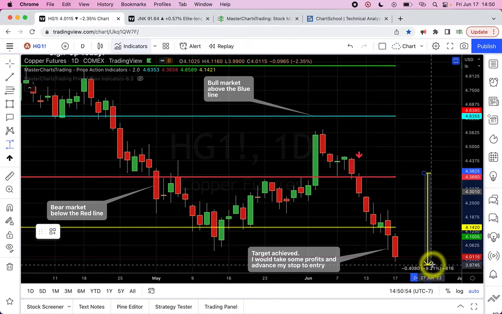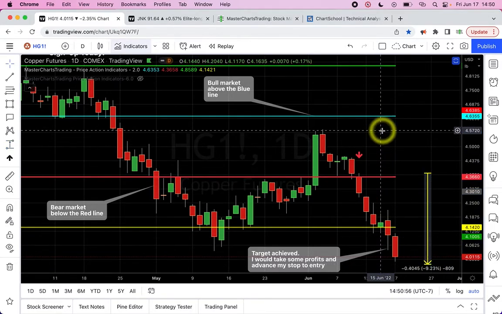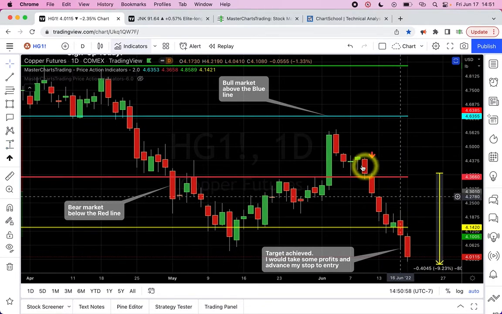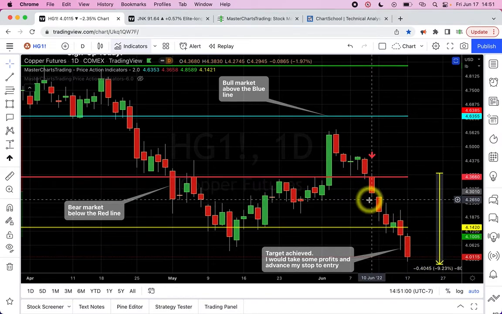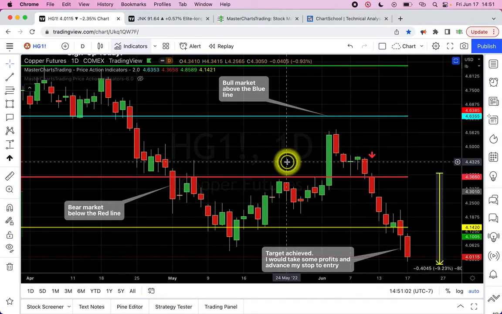Oh no, actually I'm sorry, about 9.5% or so. So for futures, it's a nice move. Not really a lot of ways to trade copper, but if you are outside the United States, you can trade a CFD, contract for difference on copper.